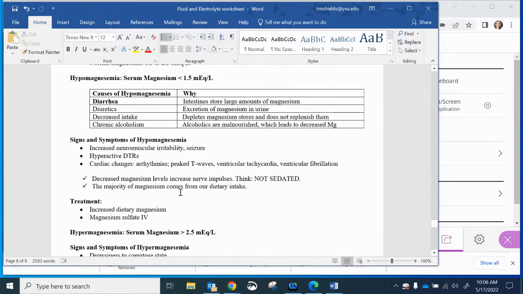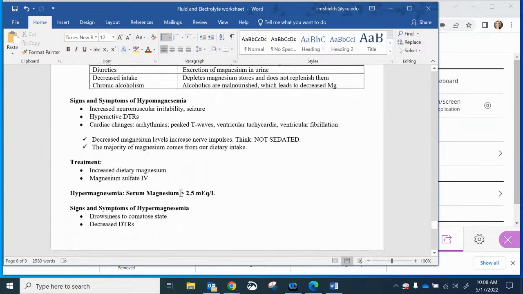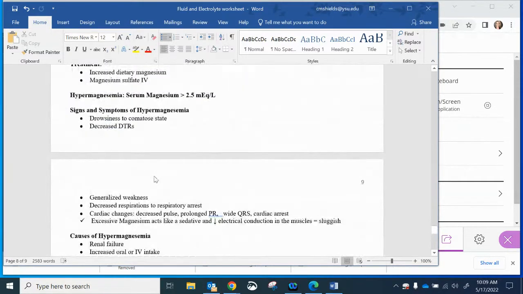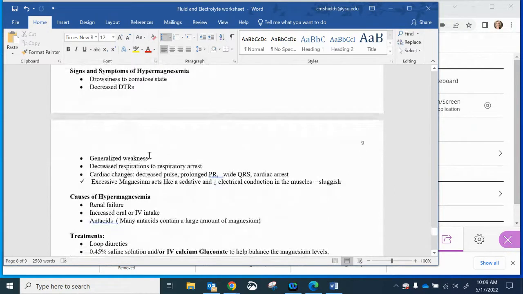The majority of magnesium comes from our dietary intake. How do we treat hypomagnesemia? Just replace it. Last one here, I think we're done after that. Hypermagnesemia, greater than 2.5. Signs and symptoms of hypermagnesemia: again, sluggish, slow symptoms, drowsiness, decreased deep tendon reflexes, weakness, decreased respirations, which can lead to respiratory arrest.